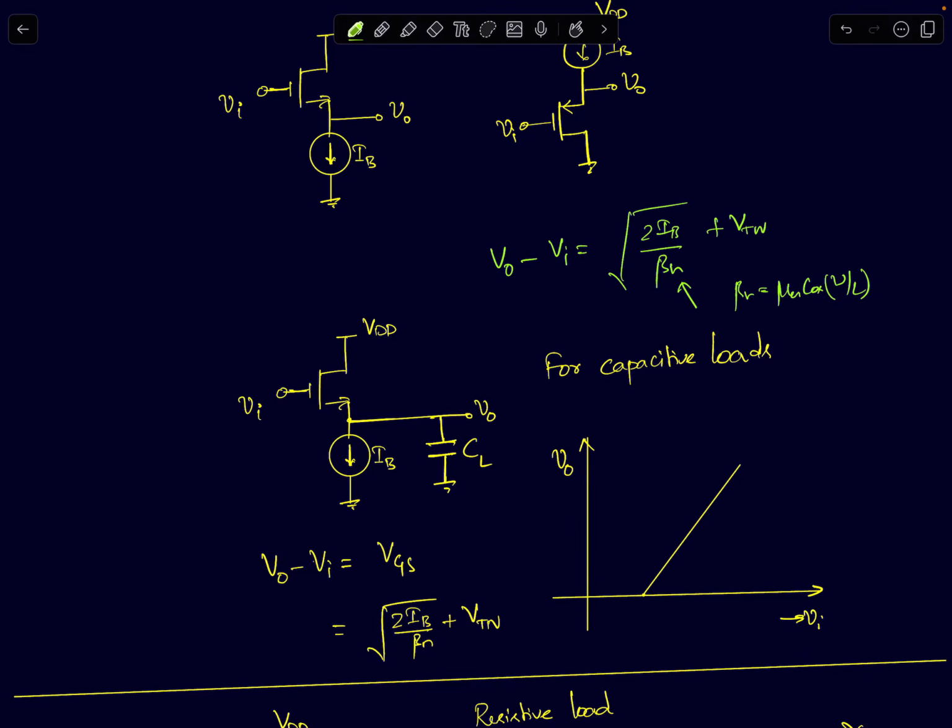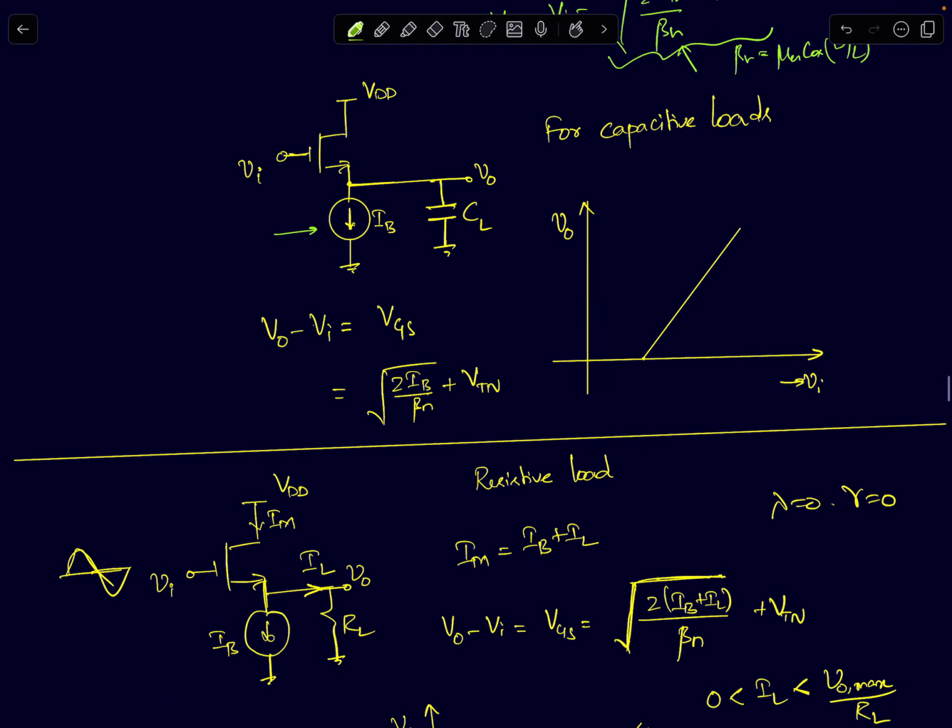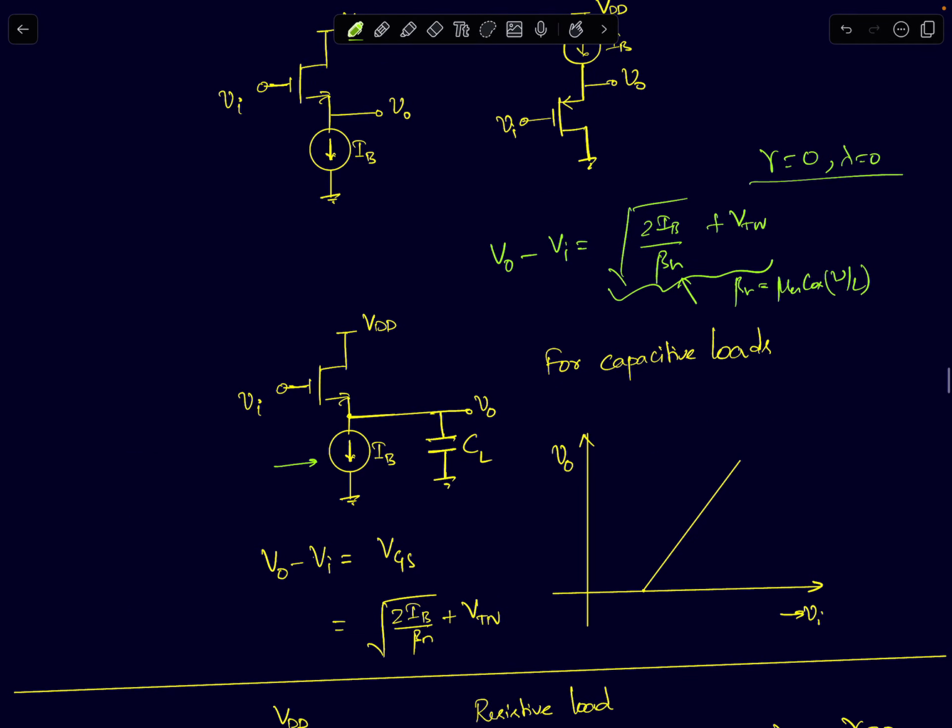If I ignore channel length modulation, which means there is no VDS dependence on the drain current, and I'm also ignoring body effect, assuming gamma is 0 and lambda is 0, then if your bias current is fixed, these two values are fixed, which means your VGS is fixed. Therefore, if your bias current is fixed, it's going to act like a constant value. So this VGS will be constant.